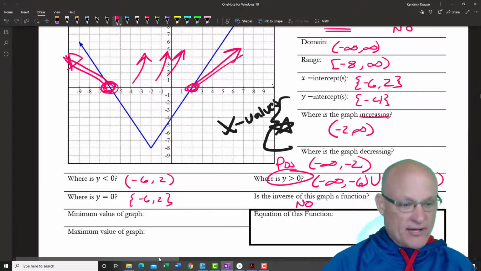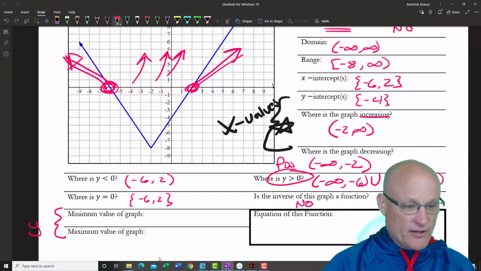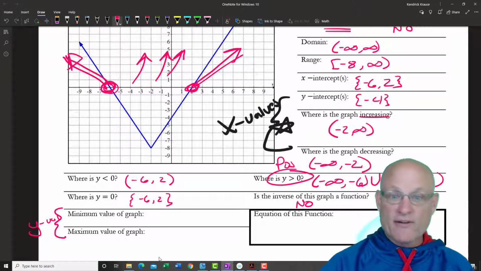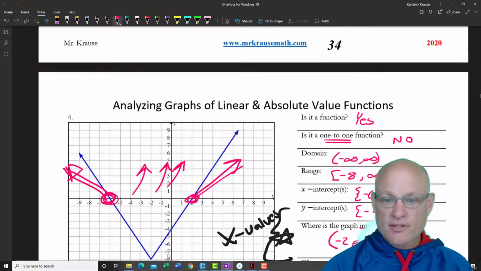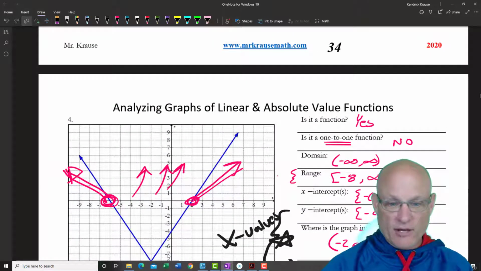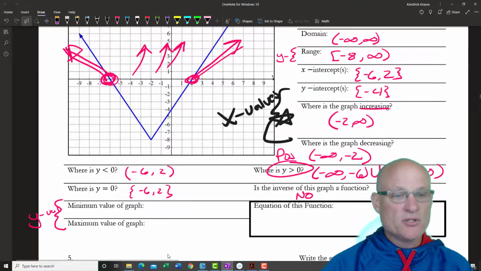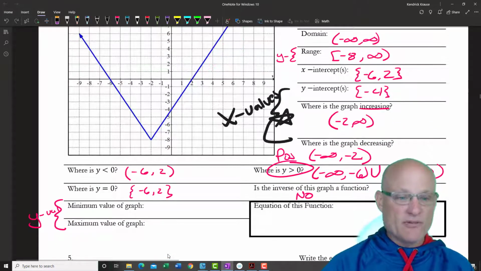Now, here's min and max. When you do min and max, it's the Y value. The only time you use Y values is for min and max, and range. Range of the Y values. Range and min and max. Okay, so what is the minimum value of this graph?